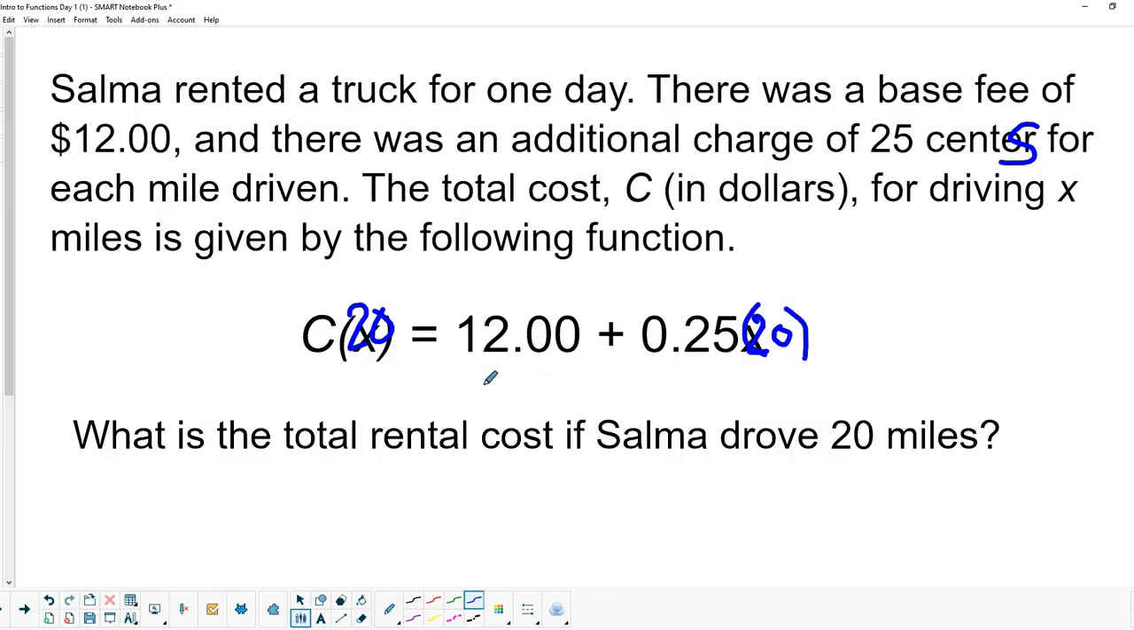So when we do that, we end up with $12. Oops, I gotta get my decimals right. $12 plus 0.25 times 20, or 25% of 20, which is 5. So that would equal a total cost of $17. So the total rental fee for driving 20 miles, $17.